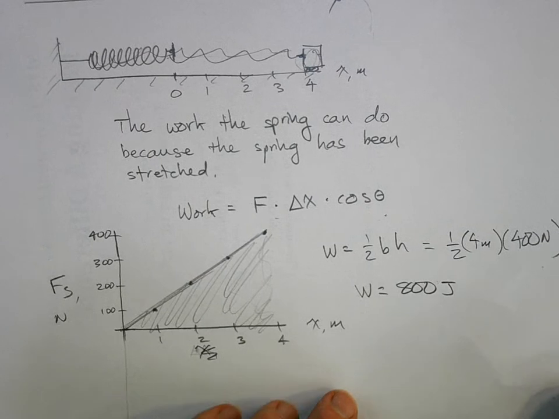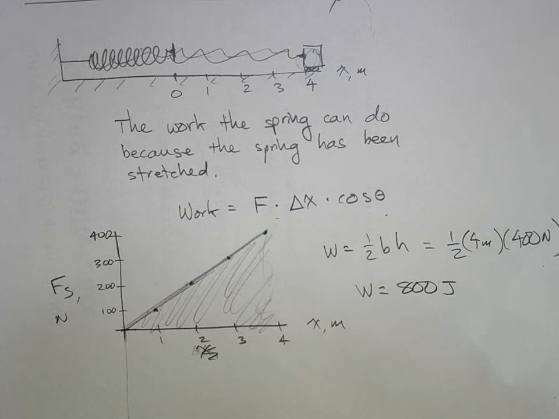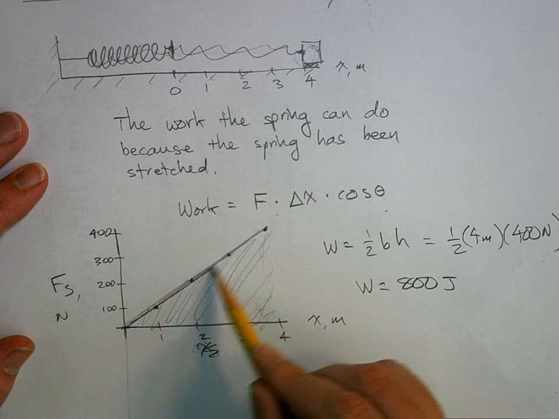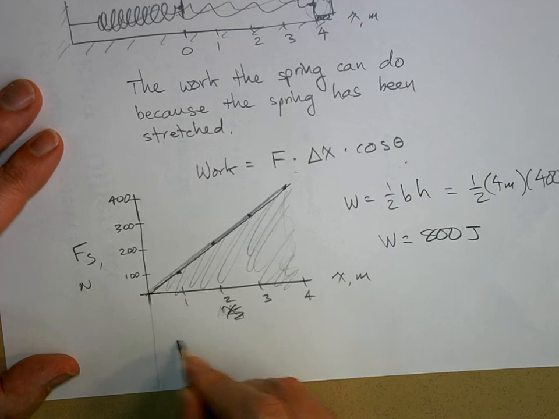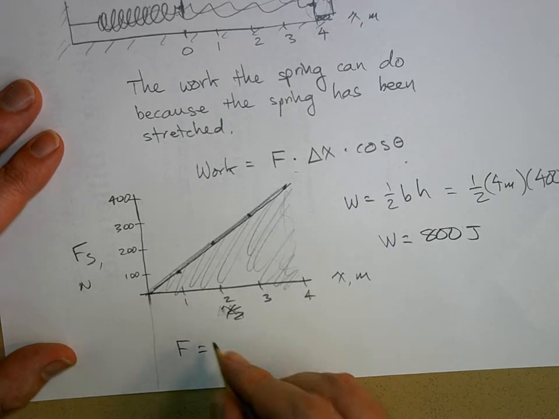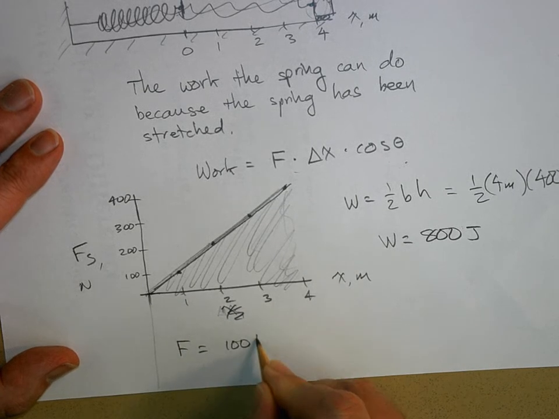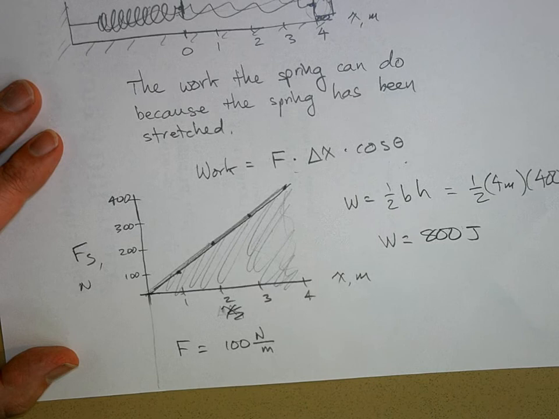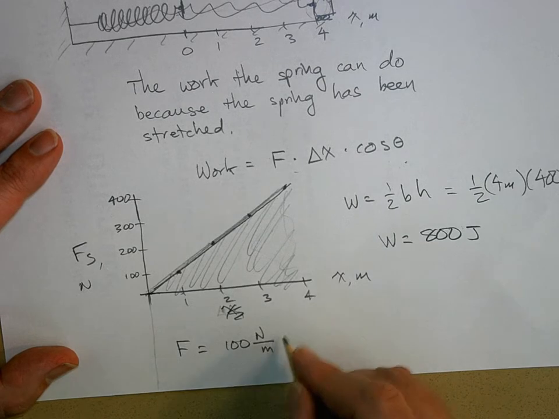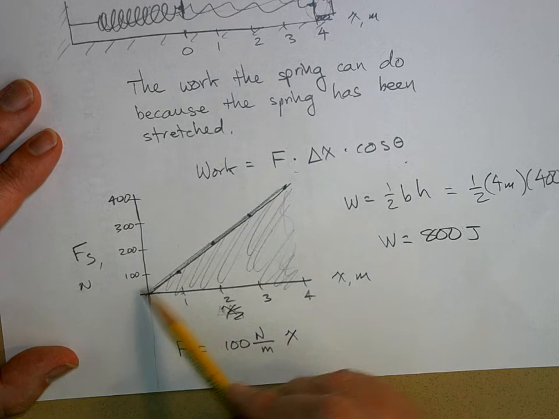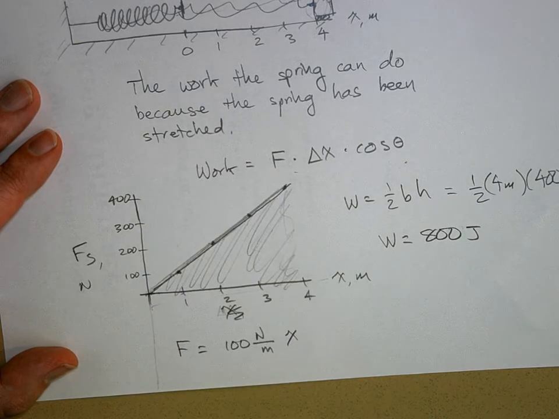That's how much work was done. But what I'd like to do is get to an equation. So here's how we're going to do that. Let's figure out what's the slope of this line right here. It's each meter I gained 100 newtons, so it's 100 newtons per meter times x. This is the equation of the force that the spring applies as a function of x. Does everybody see that?